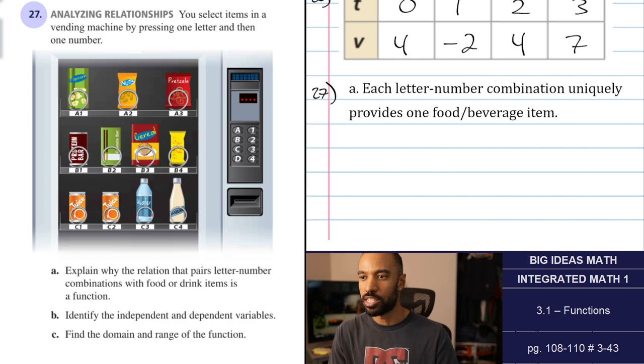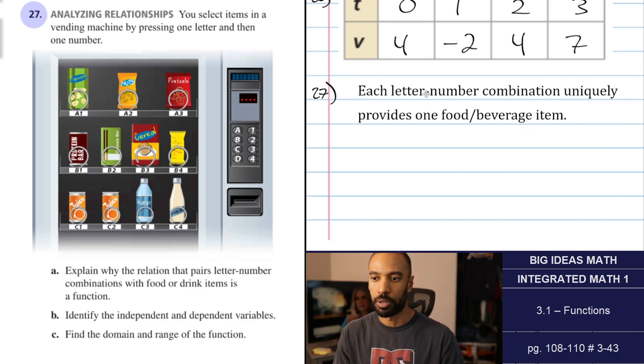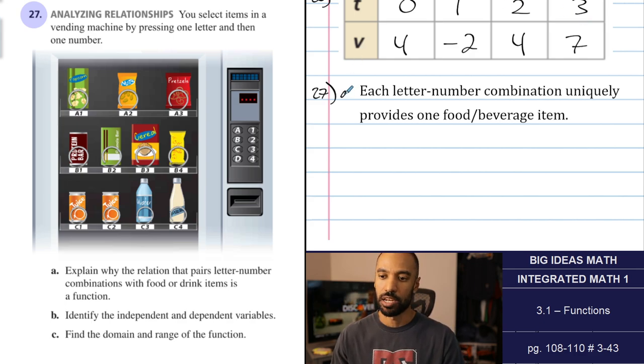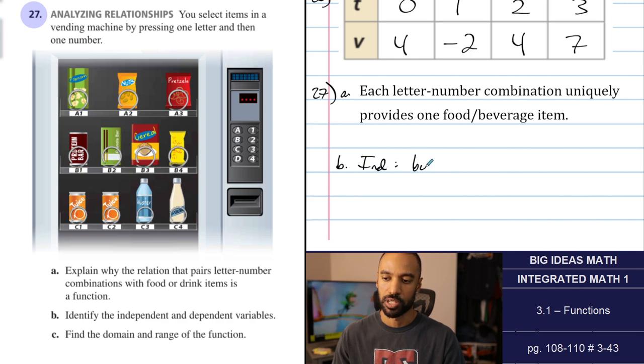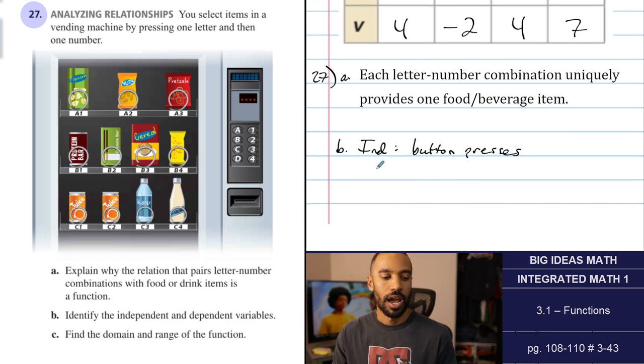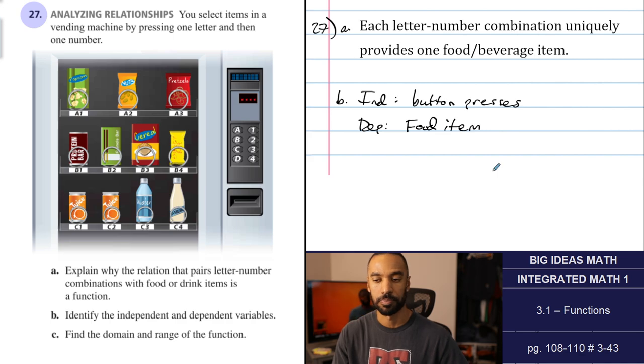Identify the independent and dependent variables. Independent variable is my choice of input, my button presses, my letter number combination, right? I'll just say independent is button press or presses. Now, if I press ADC, I don't know if I'm going to get any food. It'll probably say error, try again. Dependent is the food item. The food item that I receive depends on the button combination that I press.